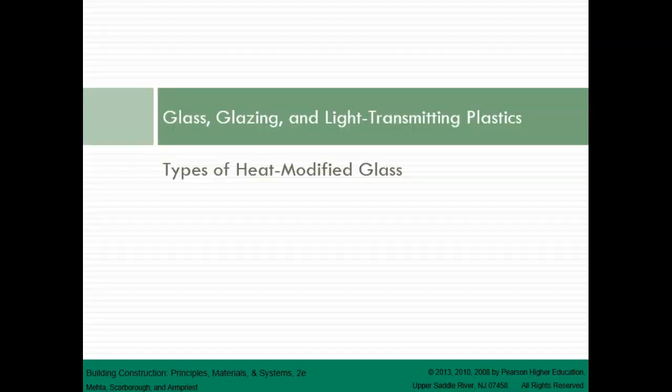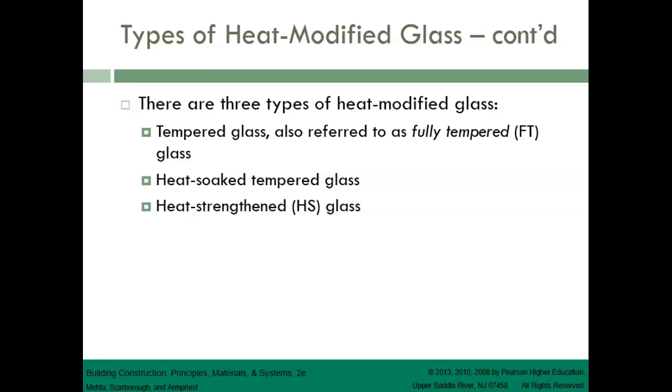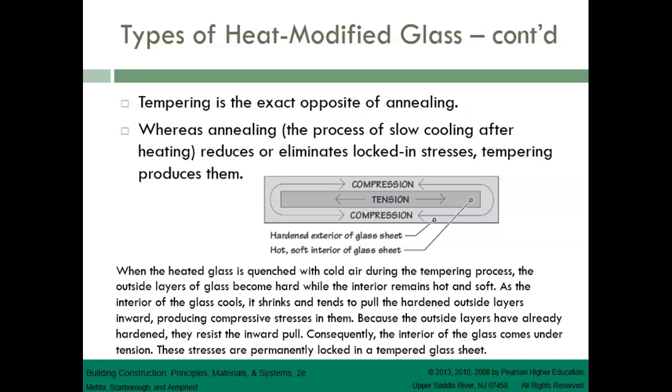Let's take a look at types of heat-modified glass. There are three types of heat-modified glass: tempered glass, heat-soaked tempered glass, and heat-strengthened glass. Flat glass obtained from the float glass process without any further treatment is basic glass, referred to as annealed glass. Tempering is the exact opposite of annealing. Whereas annealing, the process of slow cooling after heating, reduces or eliminates locked-in stresses, tempering produces them.